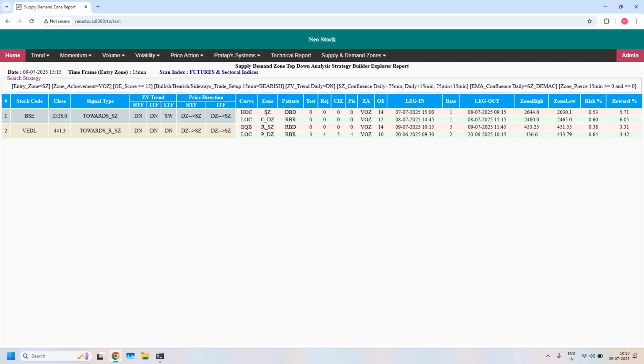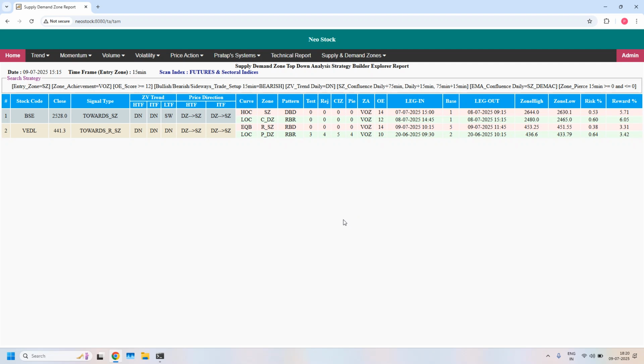So these 2 supply zones might have a higher probability of success, provided less than 20 checklist items are satisfied. Otherwise, higher chances that zones might be violated. So this is about the bearish trade setup for daily income trade.